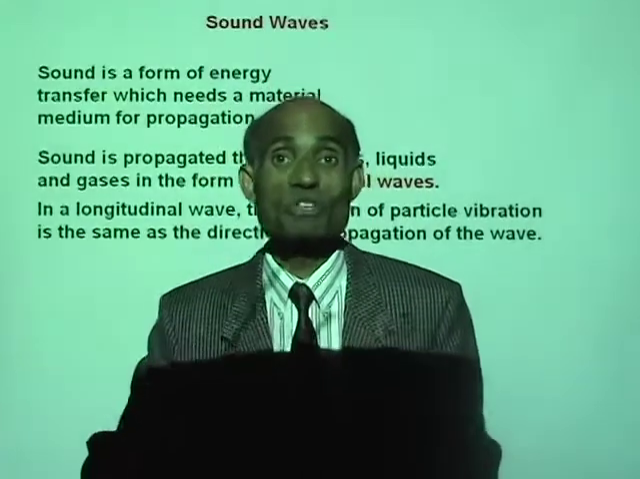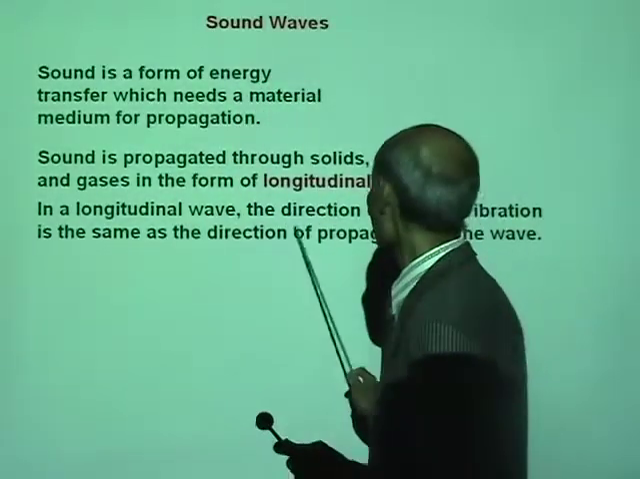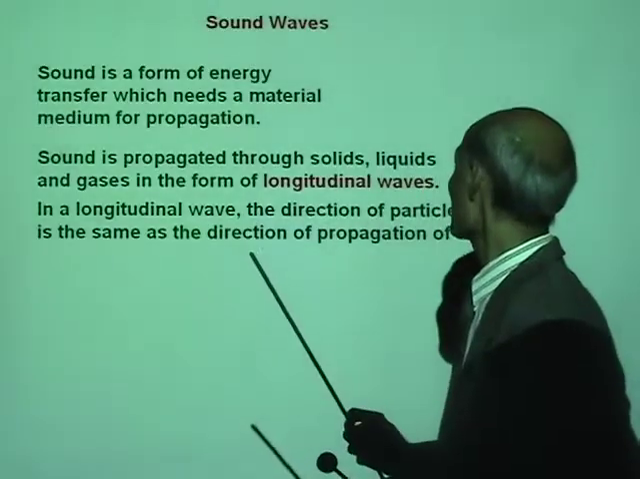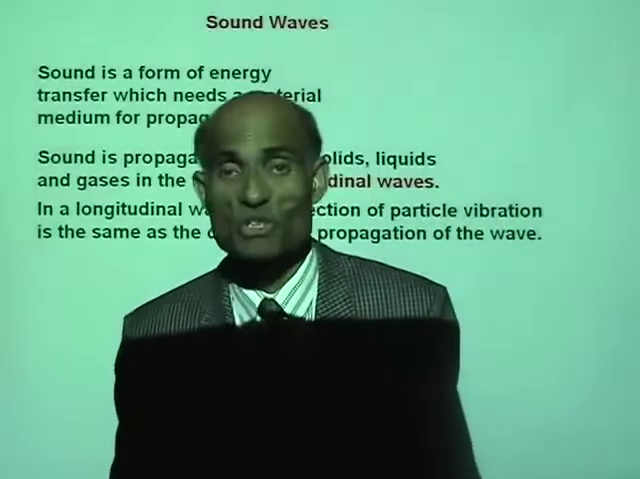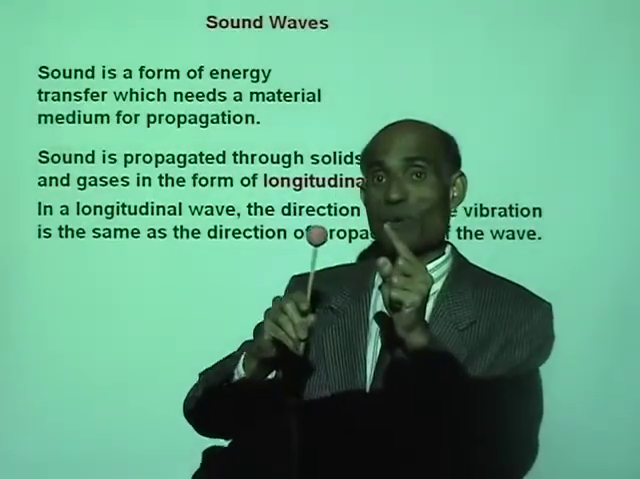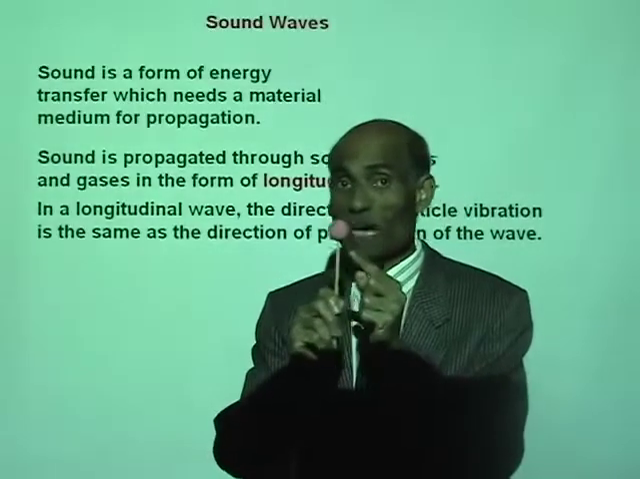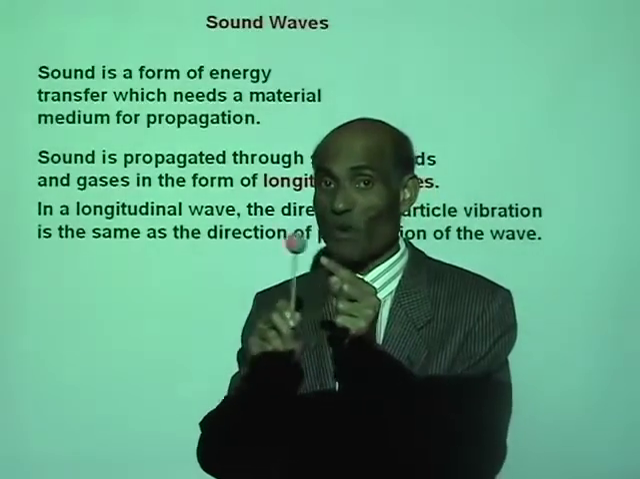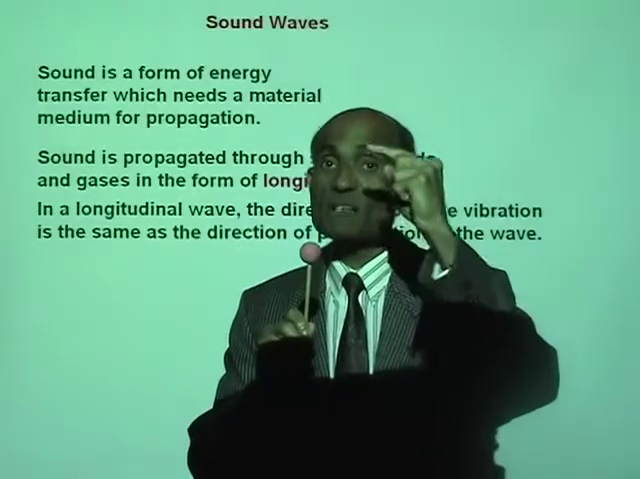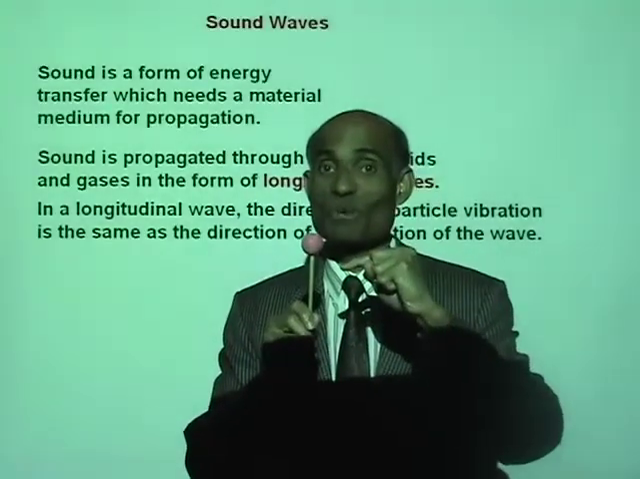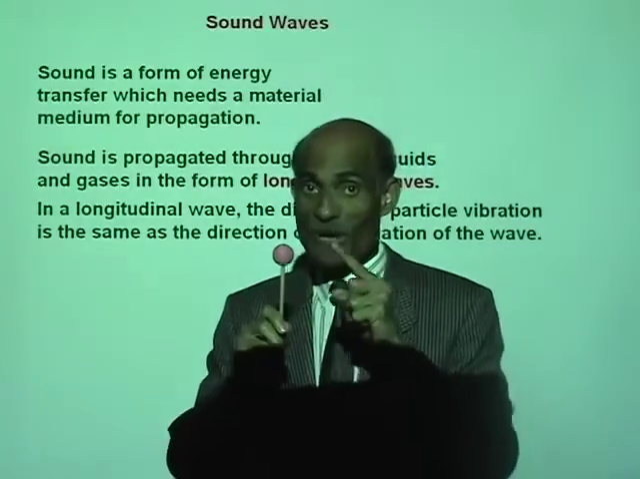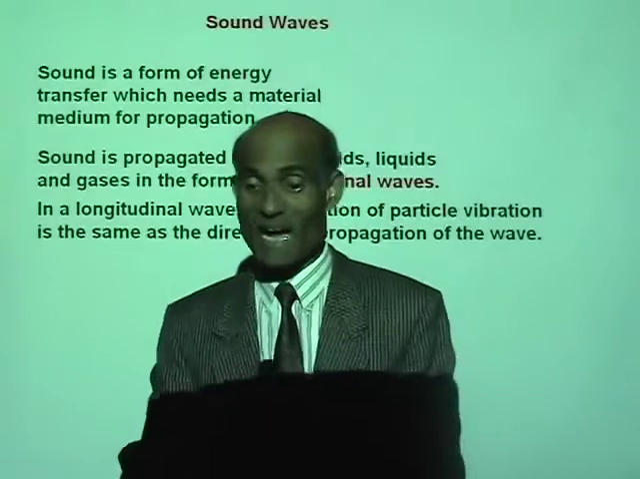So in a longitudinal wave, the direction of particle vibration is the same as the direction of propagation of the wave. For example, if the wave is propagating to the right, the particle vibrates right and left. You see, there's a big difference between transverse waves and longitudinal waves. So the particle vibrates like this, the wave goes to the right and left.